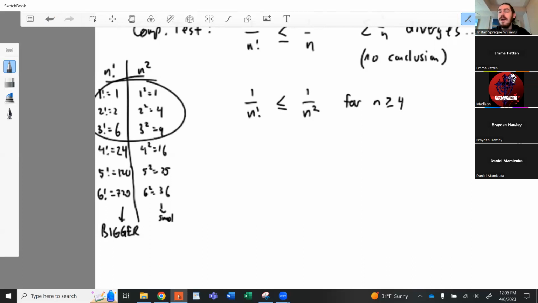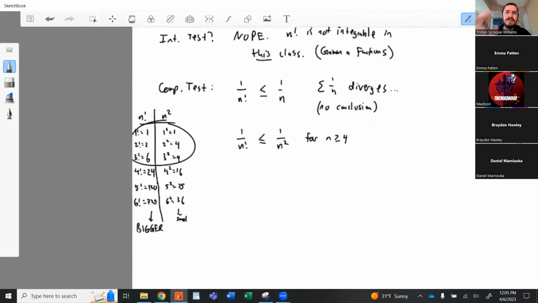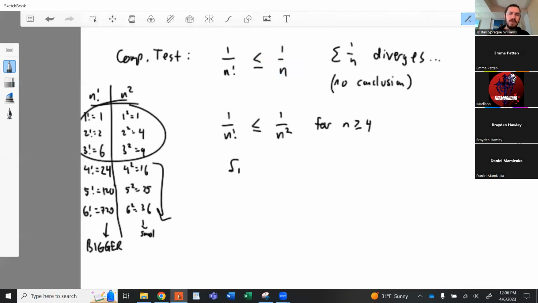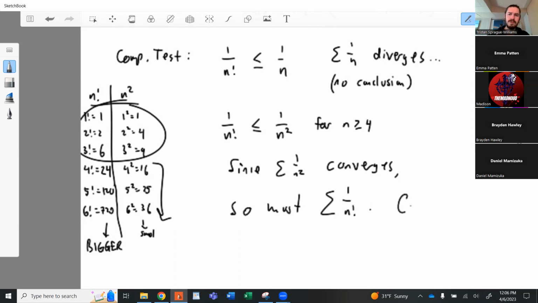But we don't really care because for the comparison test, all that really matters is what happens in the long run. So we can just say, for n values after a certain point, this inequality holds. And then we can say, since the 1 over n squared series converges, so must the 1 over n factorial series. So the answer is converges.